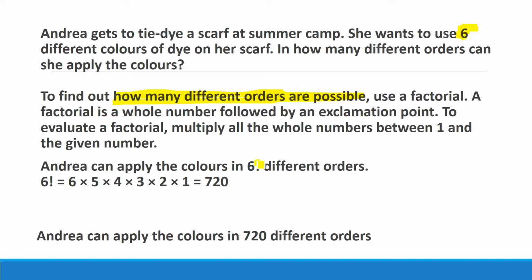Factorial. This is the symbol of factorial, this one, the exclamation point. So 6 factorial is equal to 6 multiplied by 5 multiplied by 4 multiplied by 3 multiplied by 2 multiplied by 1, which is equal to 720. So Andrea can apply the colors in 720 different orders.